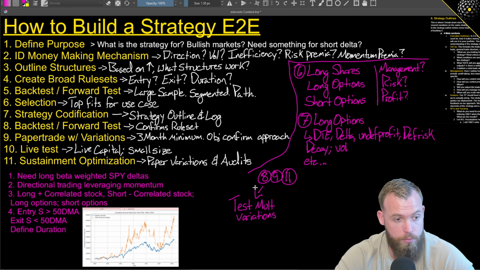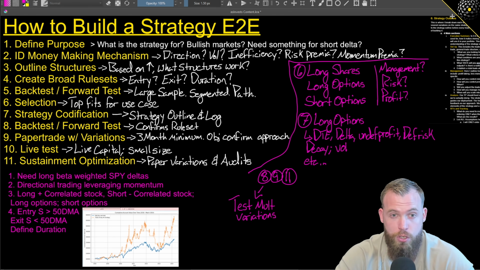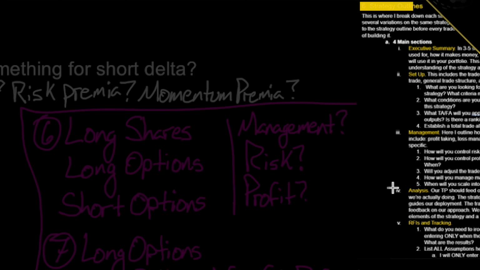Then we go down to these last steps. We're going to test multiple variations. We're going to use something like this, a strategy outline, to document what we think we're going to do. And then we iterate on this process.